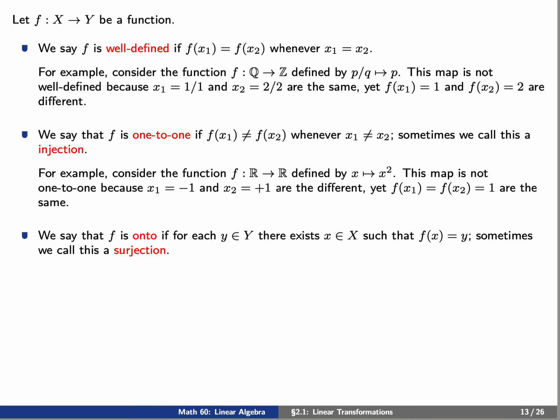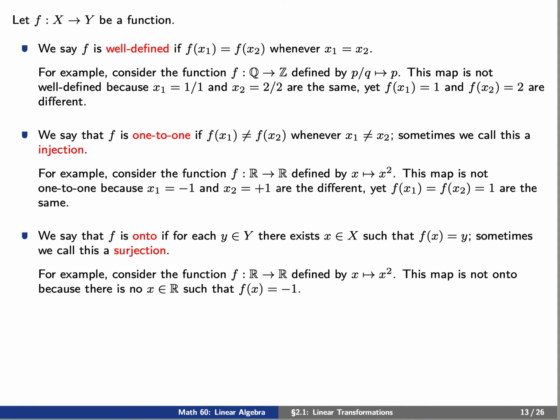We'll say that our function f is onto if for each lowercase y in the codomain Y, there exists a lowercase x in the domain X such that f of x equals y. Sometimes we'll say that our function f is a surjection.